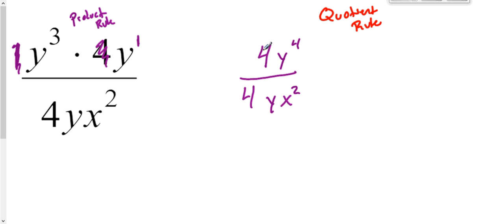Quotient rule, so 4 divided by 4 leaves us 1 on top and bottom. No, we do not have to write the ones. I'm going to write them just so I got that part.